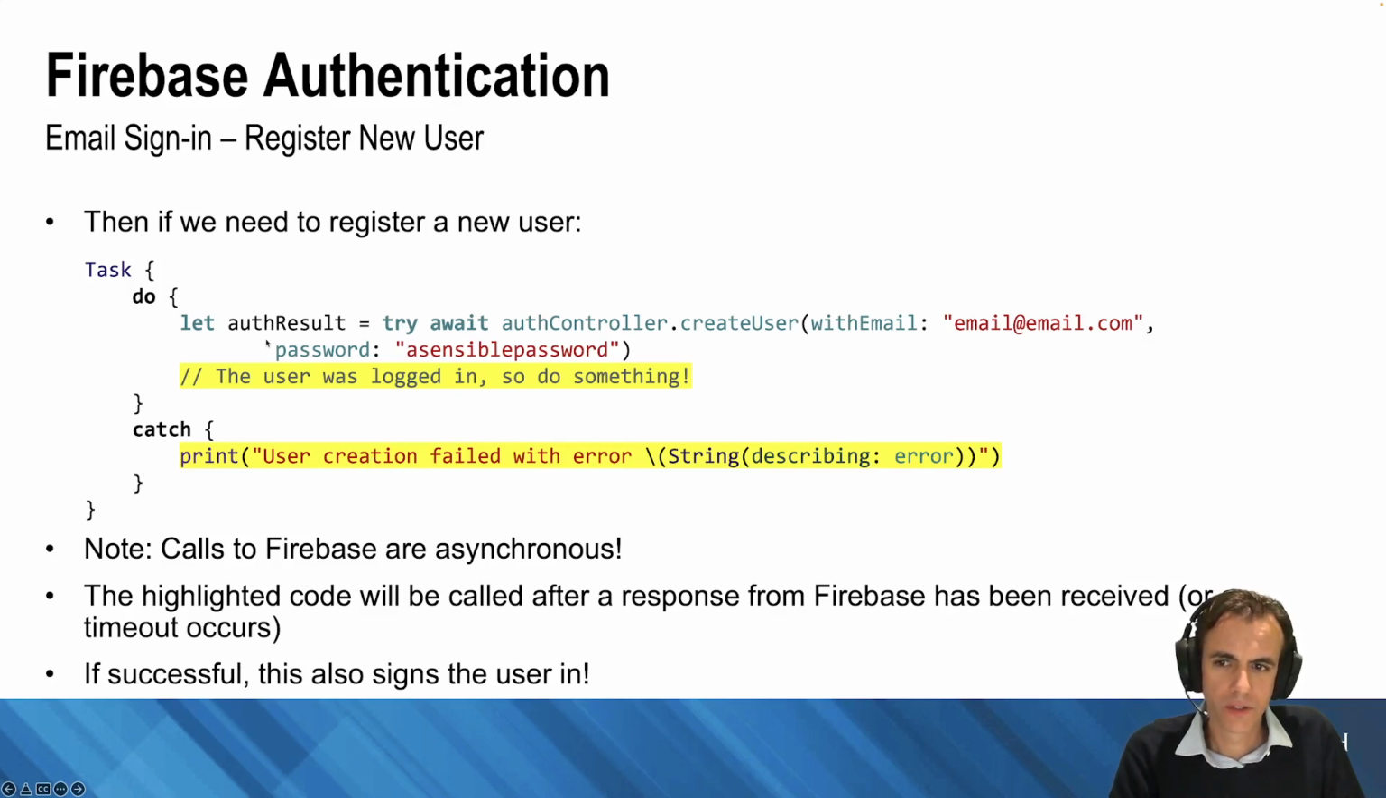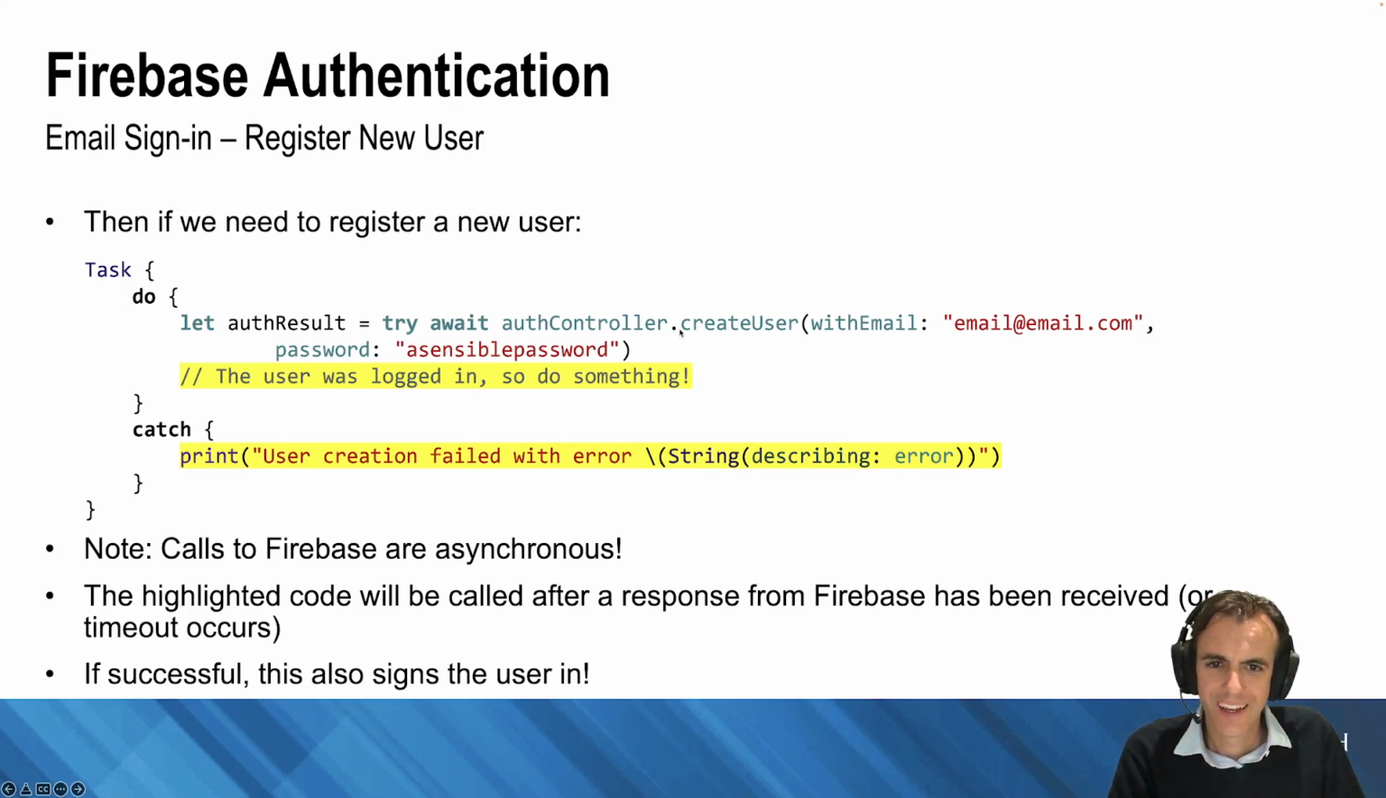Now, how this works is there's a number of different errors, and the errors can be things like authentication is not configured, or things like there exists another user with this email address with a different password, things like that. If you get to this point in yellow here, it means the user was signed in correctly, and if you get to here, some kind of error went wrong.